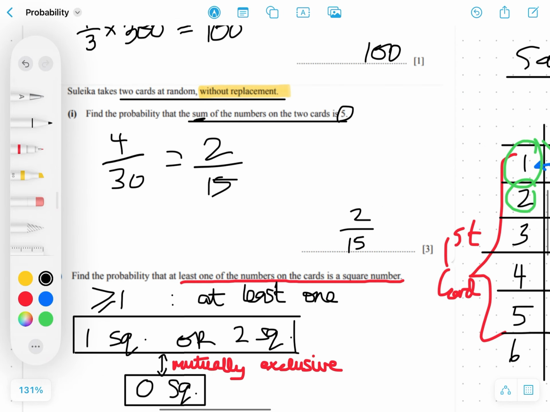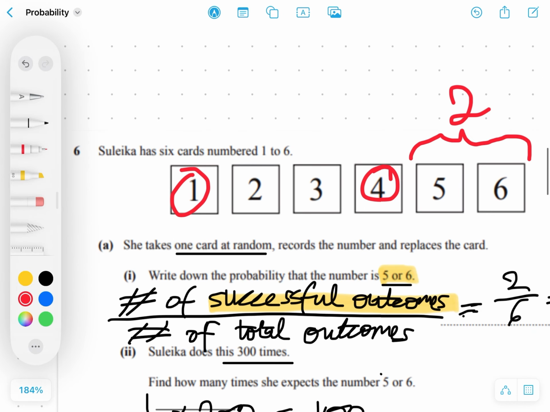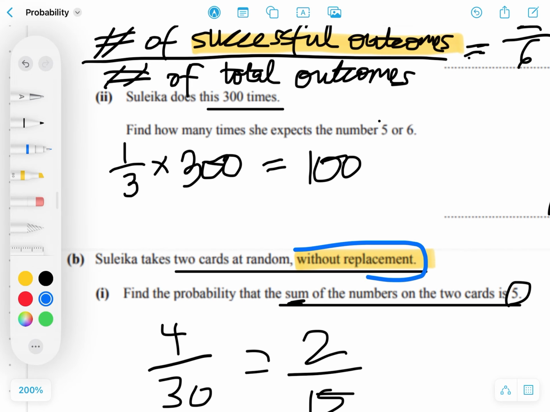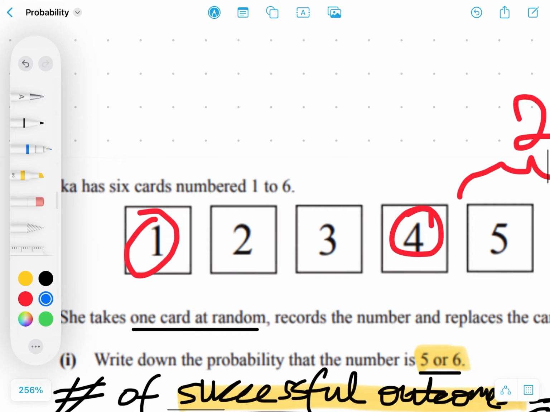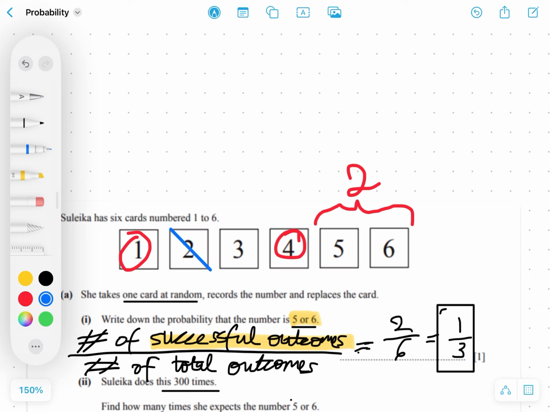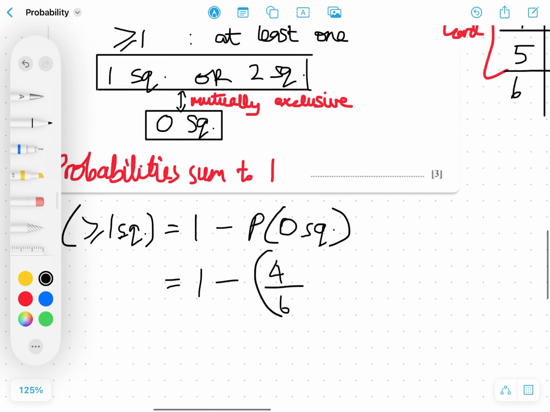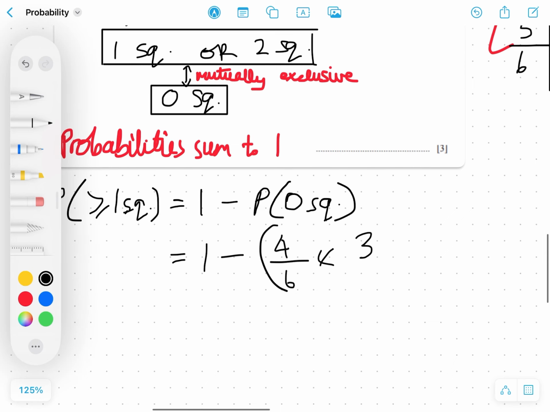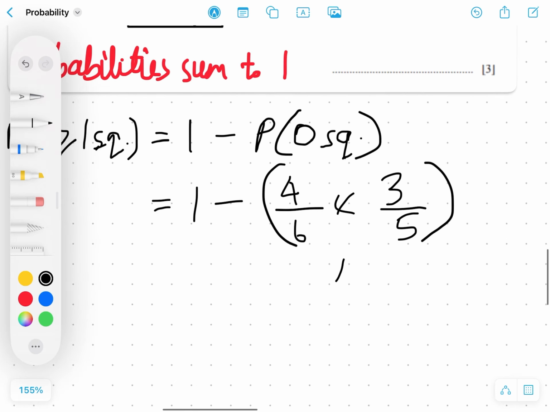But now we also have to consider the second card that she chooses. So let's say that she chooses the card 2. Now remember, this is without replacement. So if she chooses the card 2, it's removed from the deck. And now you're left with 5 cards, and only 3 of them are non-square numbers. Therefore, the probability of obtaining a non-square number on her second card as well is 3 over 5. So now we multiply that by 4 over 6 because it's AND.